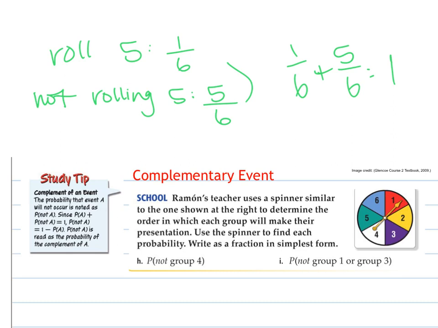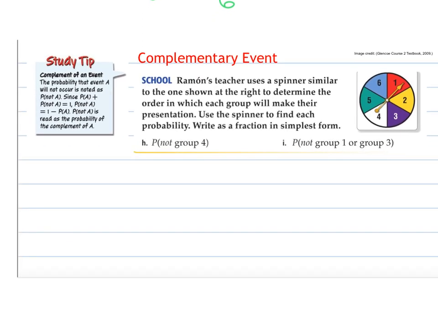So the complementary is pretty much the opposite of whatever you're looking for. If we were talking about a spinner with 4 different colors on it, and I said the probability of spinning red, the complementary to that would be not spinning red, so the opposite, whatever you're not looking for. And it will always equal up to 1, because if you don't spin a red, then that leaves you every other color on the board, which we'll see here.